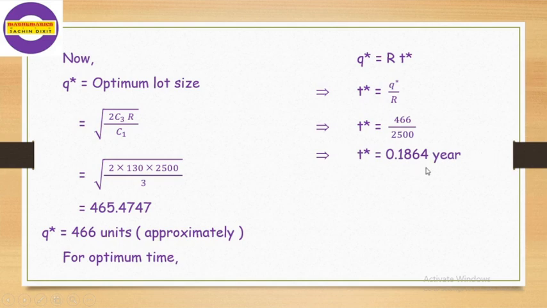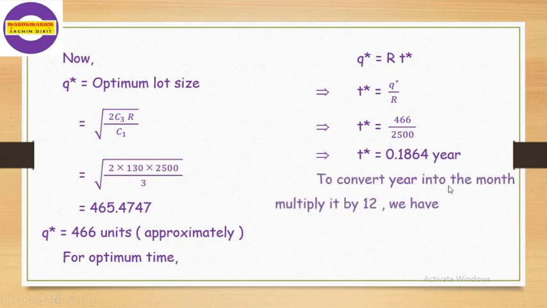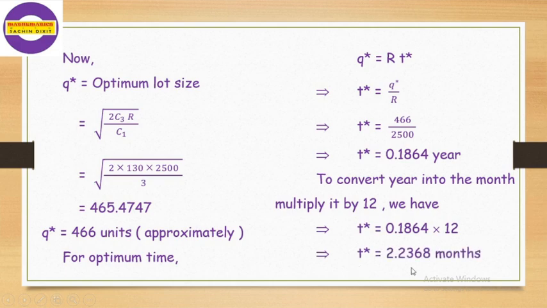For that, we have to convert this time into months. In 1 year, there are 12 months. Therefore, to find it in months, we have to multiply by 12. So T star equals 0.1864 multiplied by 12, which gives T star equals 2.2368 months.